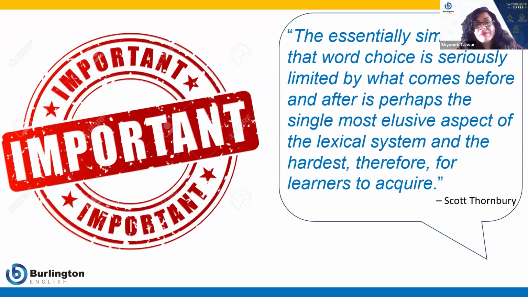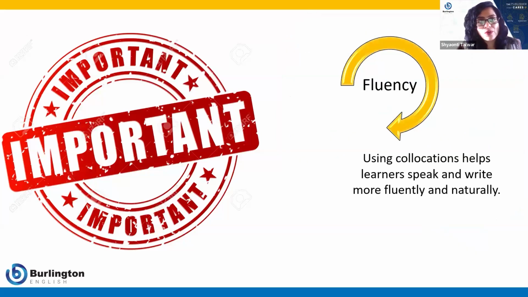So the essentially simple idea that word choice is seriously limited by what comes before and after is perhaps the single most elusive aspect of the lexical system and the hardest, therefore, for learners to acquire. What will go before a word, what will come after a word, is perhaps the most challenging part of learning a language. And therefore, it takes a certain level of understanding. Only when the learner is at a certain level can they begin to understand collocations and begin to get there. So let's look at why collocations are important.